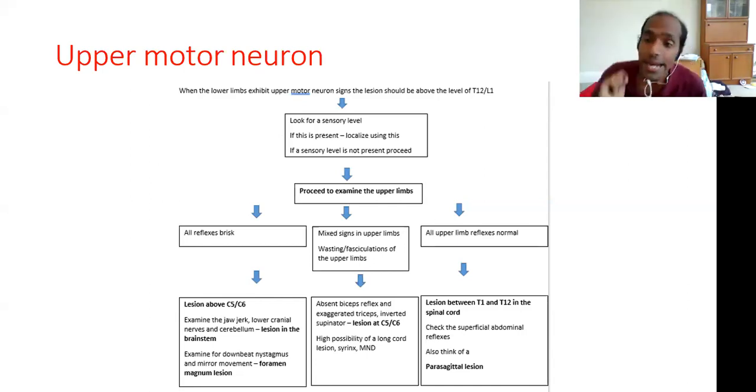Then T1 to L1 is a large area. Within that, how do you localize the spinal cord lesion? How do we know where it is between these two?